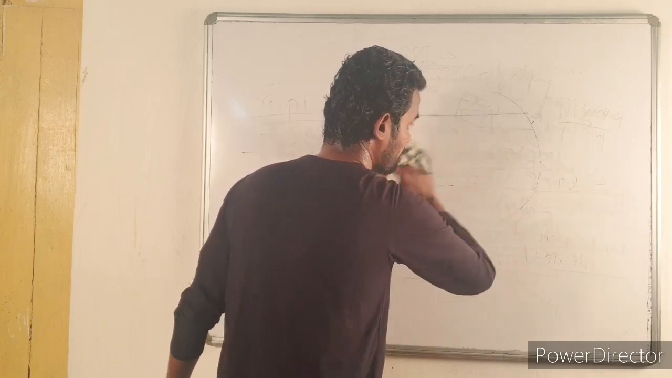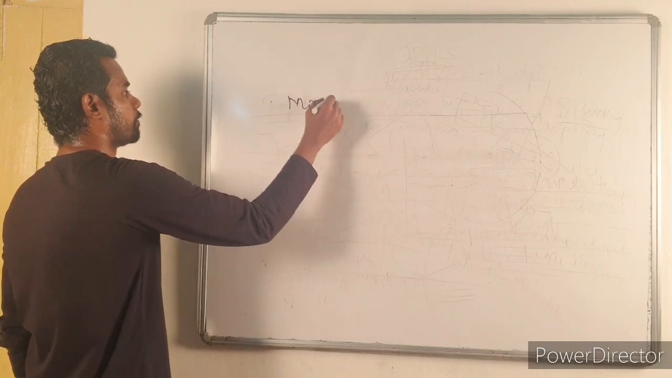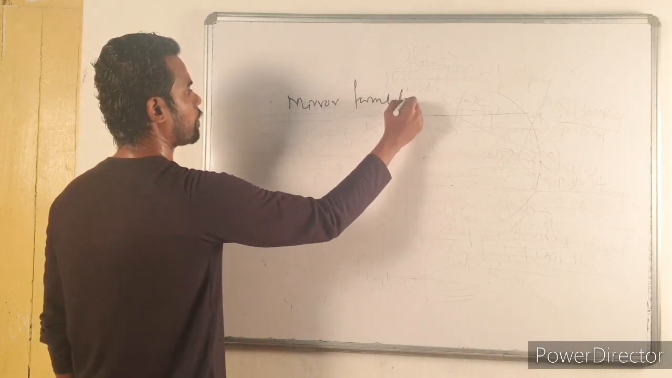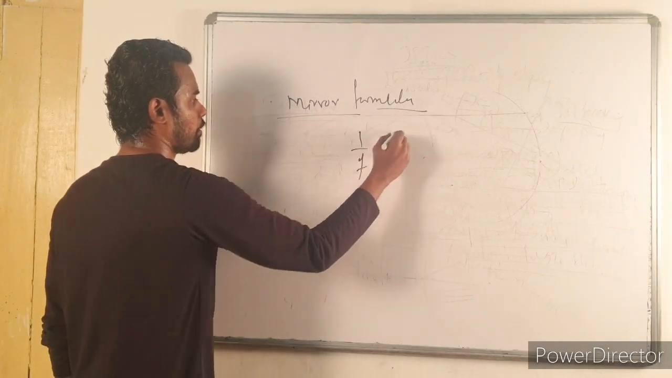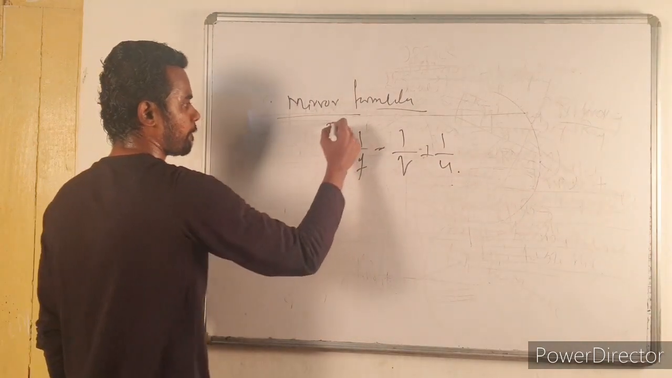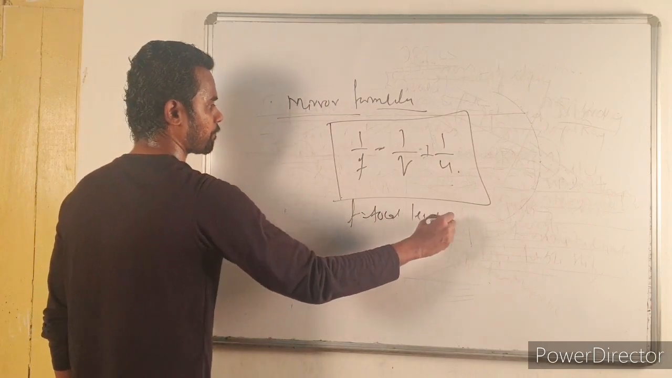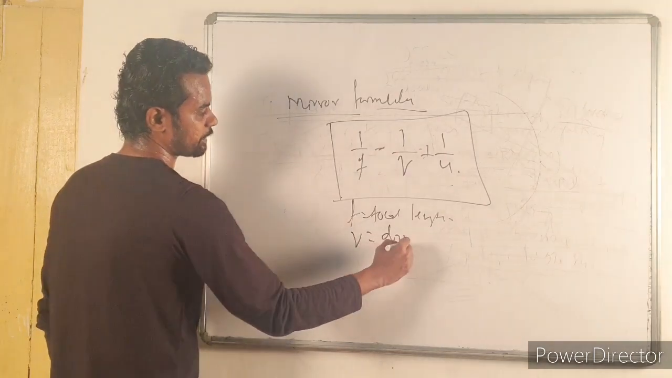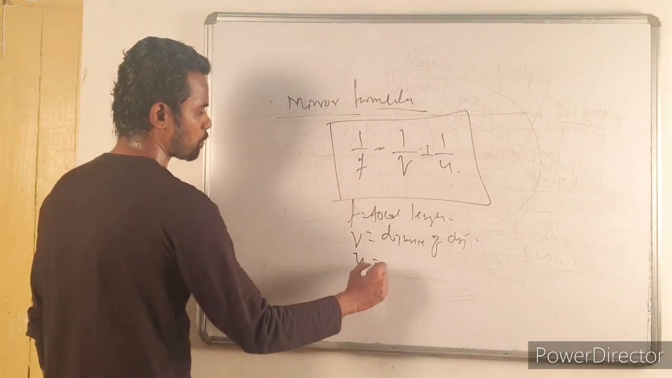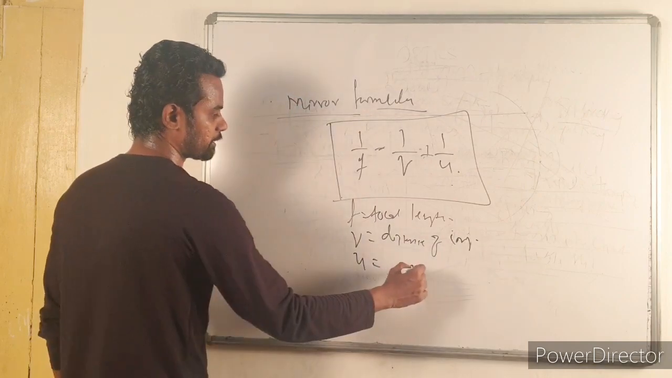Then comes the mirror formula. 1 by F is equal to 1 by V plus 1 by U, where F is the focal length, V is the distance of the image and U is the distance of the object.